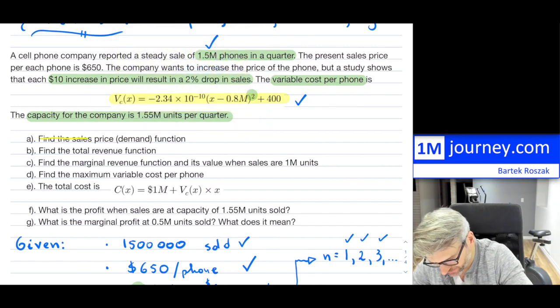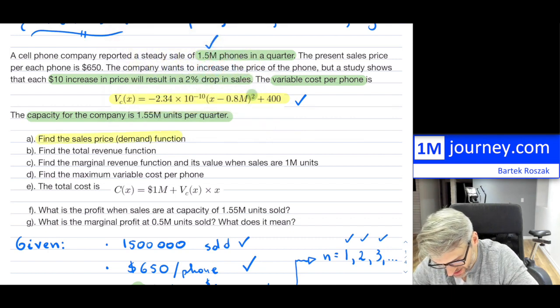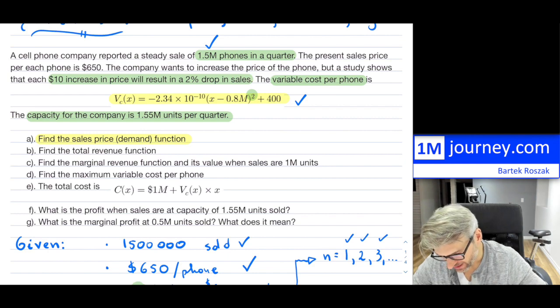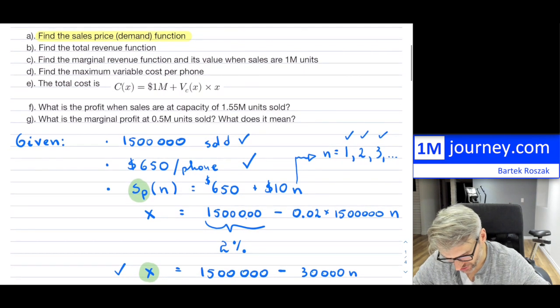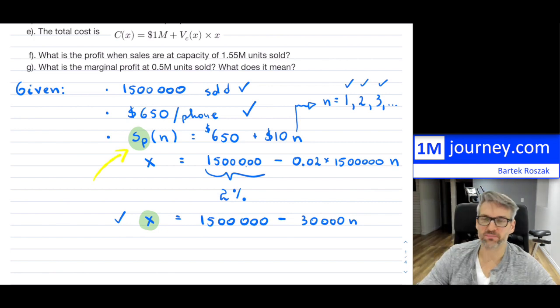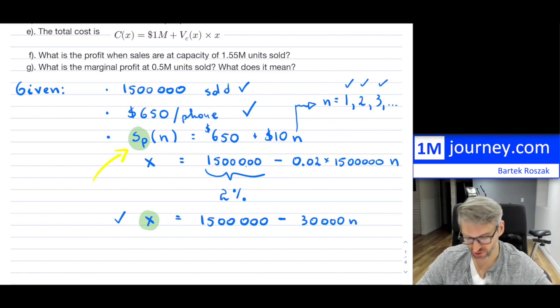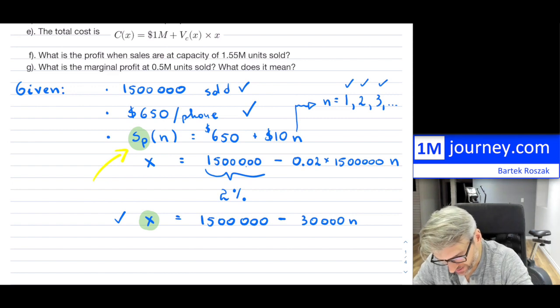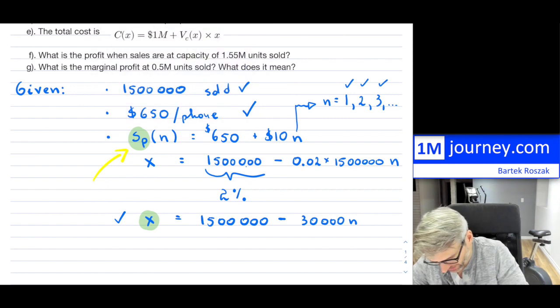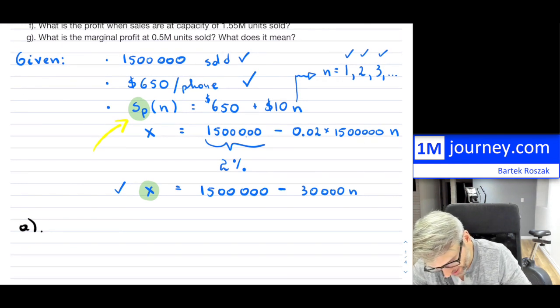In part A, the first item, find the sales price demand function. The sales price, or the demand function, is just this SP. Again, please remember that in calculus or in business they might just use P. I like to use SP for sales price. So I do want this function. This is part A. I'll rearrange this for x, so for n.